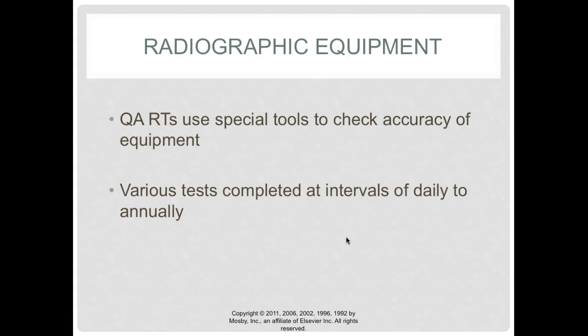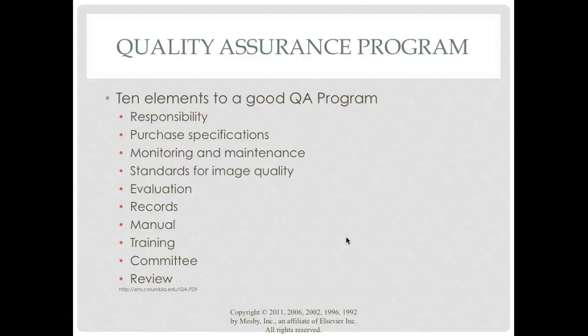RTs use special tools to check the accuracy of the equipment, and various tests are completed from daily to annual. And a good QA program, if we're looking at a QA program overall, we need to look at who's going to be responsible for making sure that we track everything. We're going to look at the purchase specifications. We're going to monitor and maintain all the equipment to ensure that the patient's getting the proper exposure technique, and you're able to do your job efficiently.